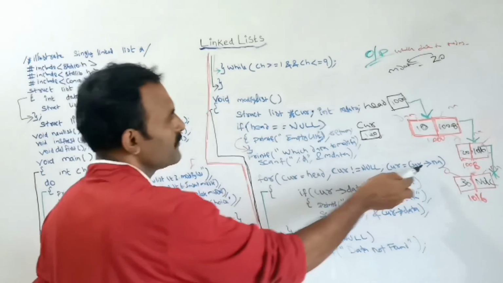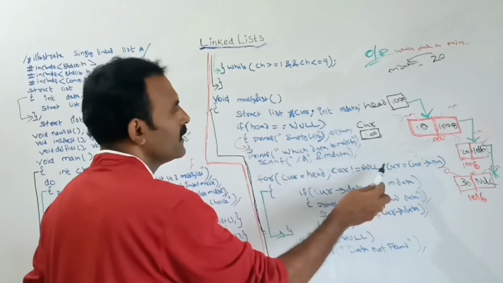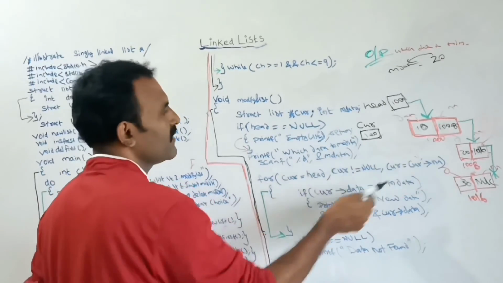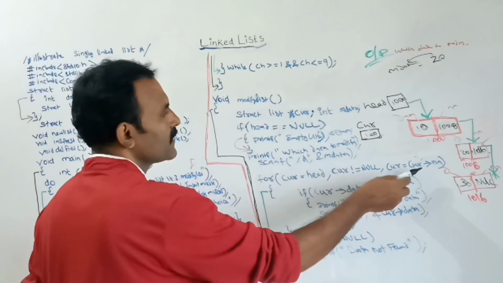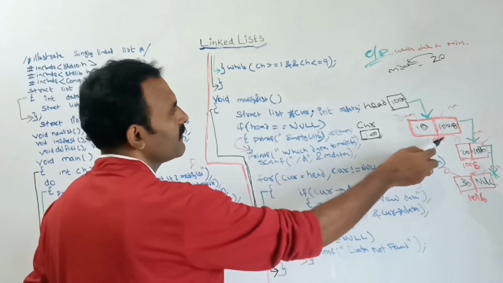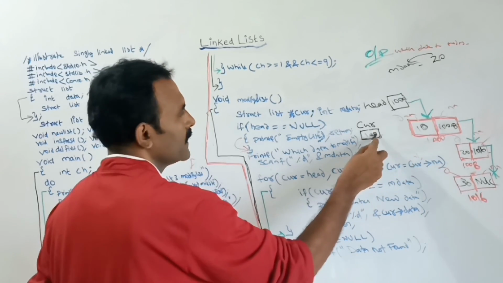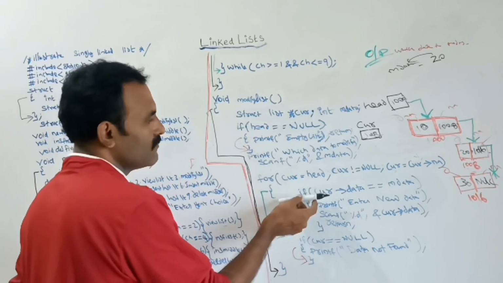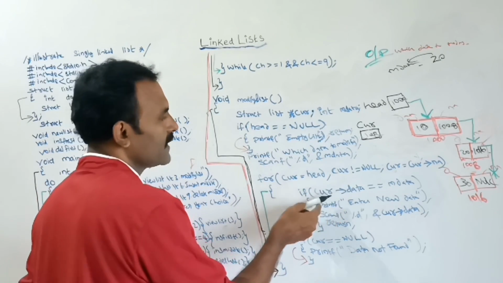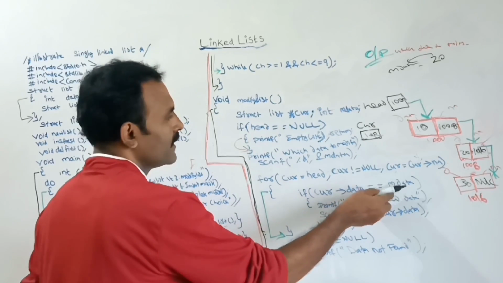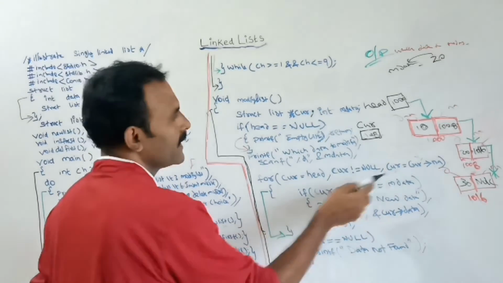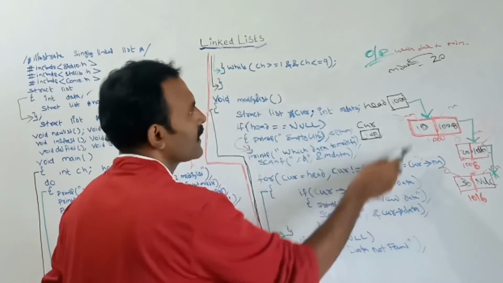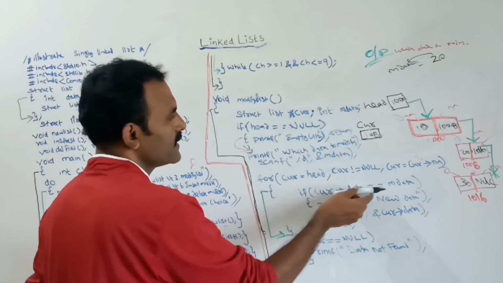Again it goes to the incrementing part. Next CUR is equal to CUR of next. Now what is 1000th of next? 1000 of next is 1008. So the CUR value will now become 1008. Again it comes inside, and I am checking whether CUR of data, that is the 1008th data, is m data or not. The 1008th data is 20, m data is also 20. So here this condition is satisfied.